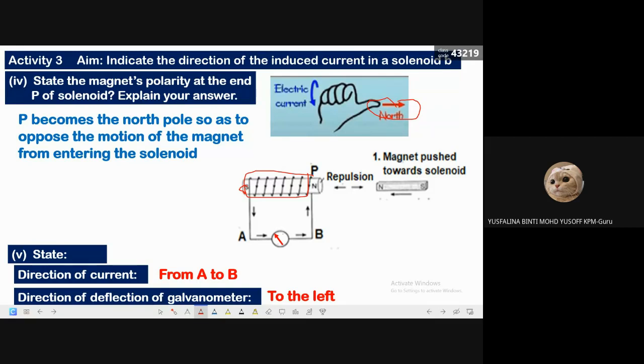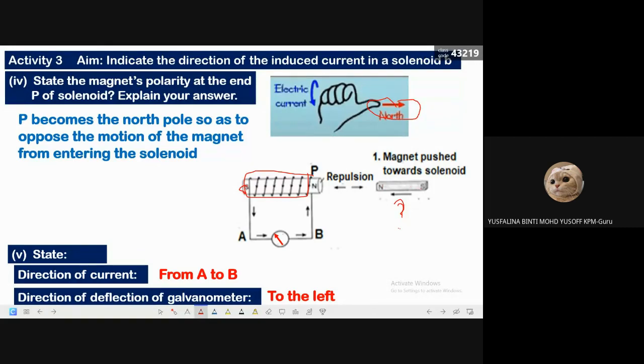Sometimes they give you north and south, but then they ask what pole should be used at this part. You need to know that if this one is a north pole and it comes closer, this one should be north too, because it has to repel, right? And sometimes the question also asks the direction of the magnet.